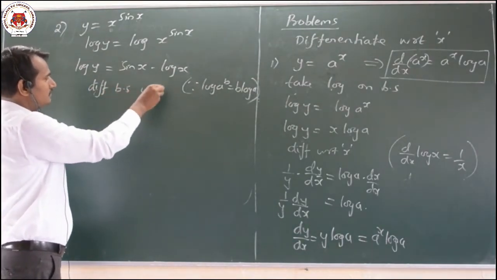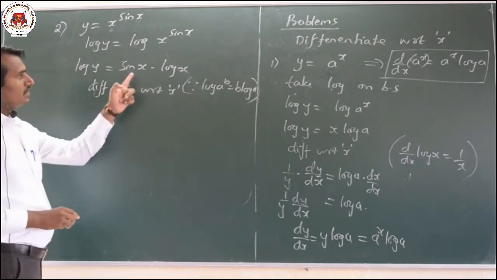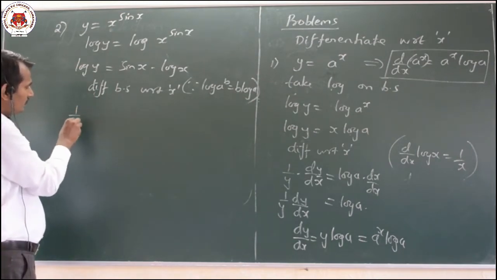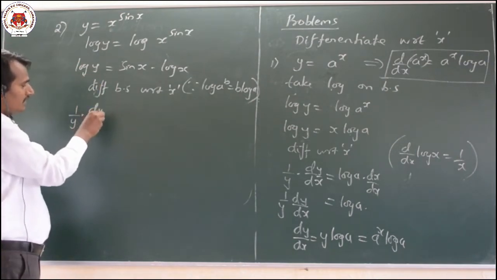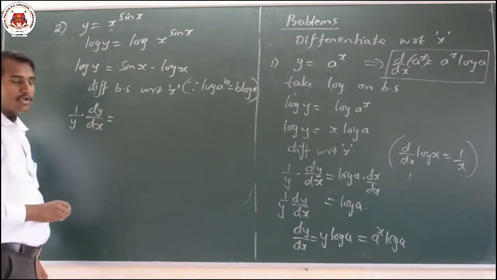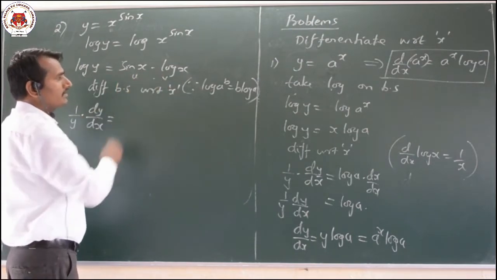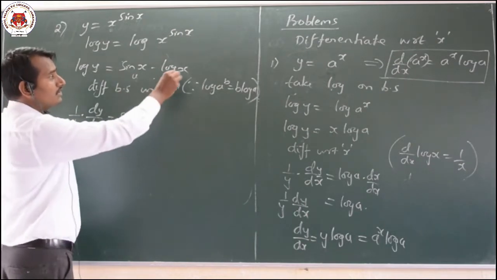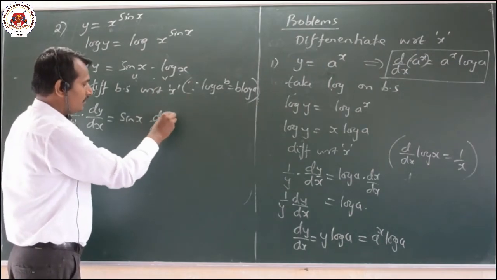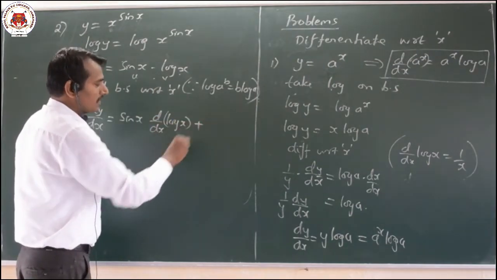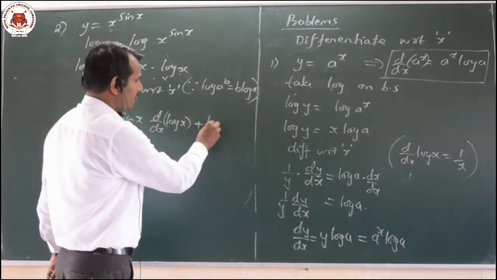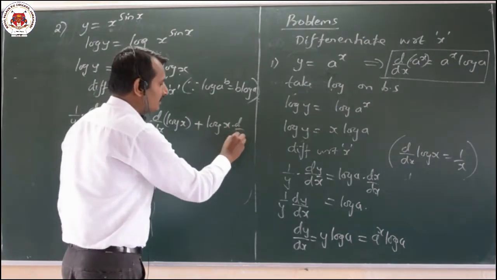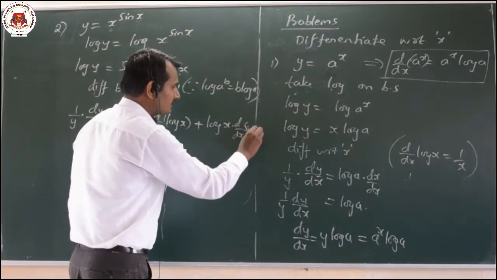Now you can differentiate both sides with respect to x. That means here u into v we have to differentiate. Very simple. Log y differentiation is 1 by y into dy by dx, equal to the u part and the v part. Now u as it is, that is sin x as it is, into d by dx of log x, plus log x as it is into d by dx of sin x.